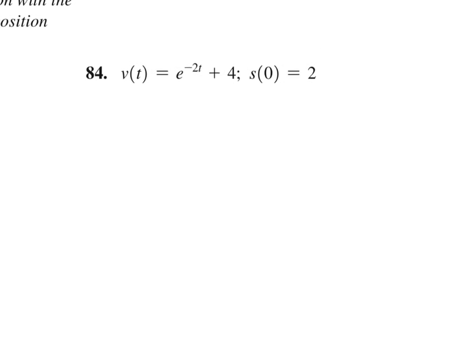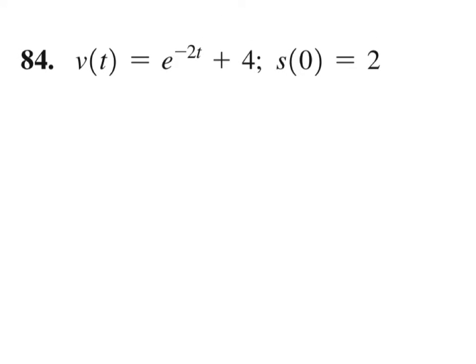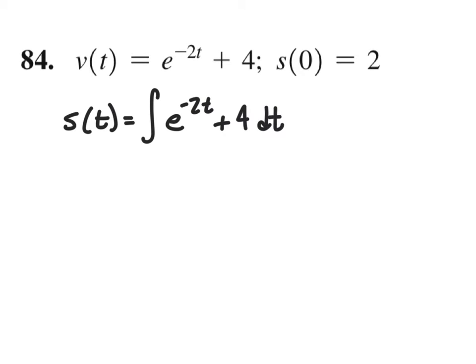Let's try another one. This one's a little bit tricky, but again, it's the same concept. If I wanted to find my position function, then I take the antiderivative of my velocity function. So I get e to the negative 2t plus 4 dt. So let's go ahead and just take this antiderivative. This is kind of tricky. This does involve a little bit of the chain rule here.